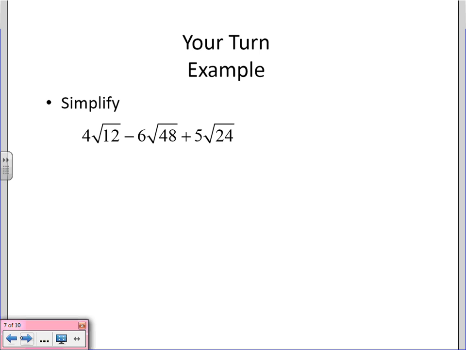All right, now your turn. I'd like you to give this one a shot. Make sure you simplify first before you go ahead and add your radicals.